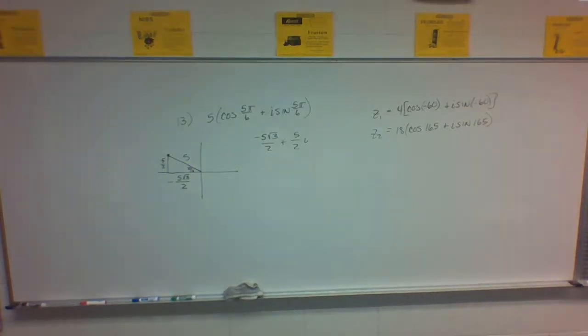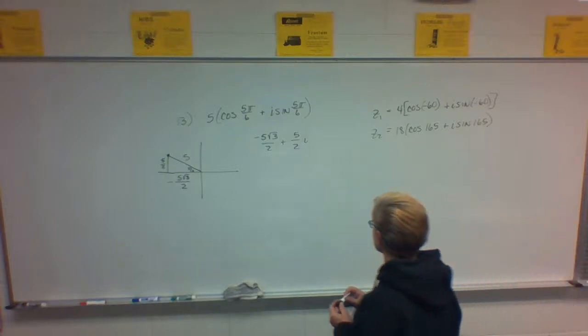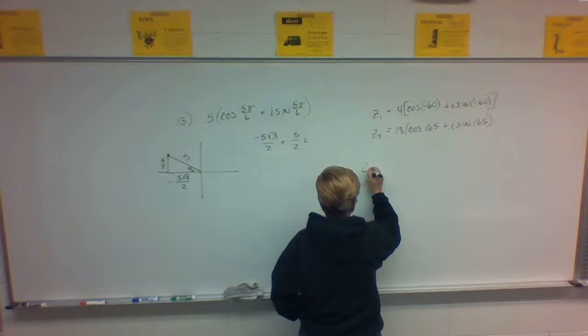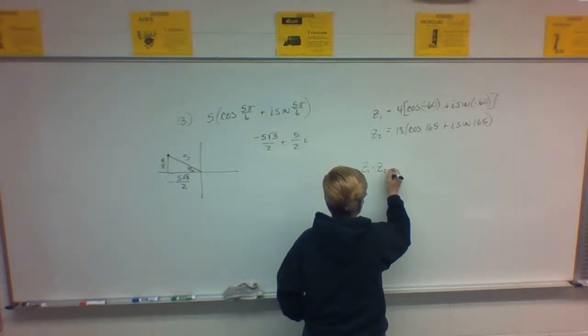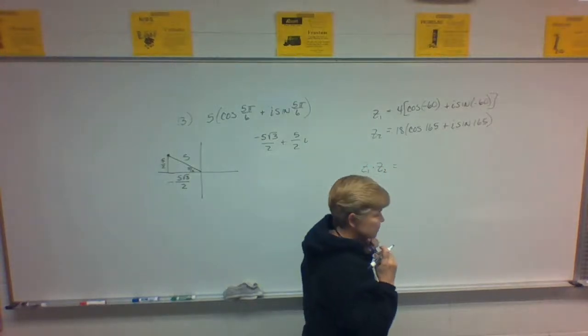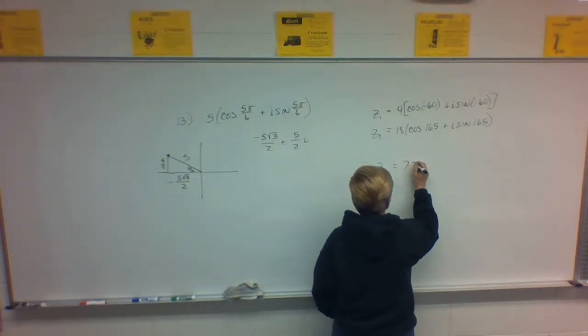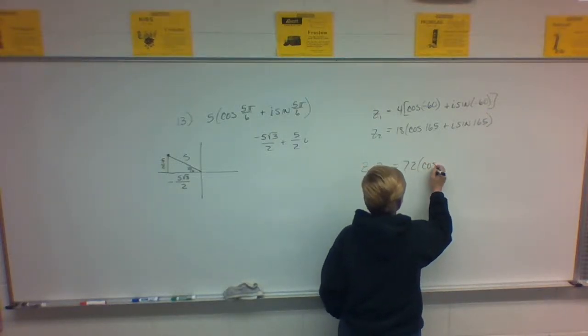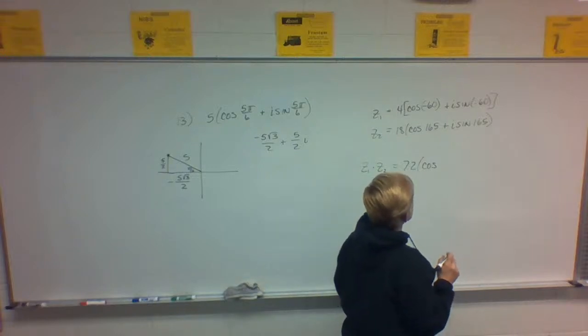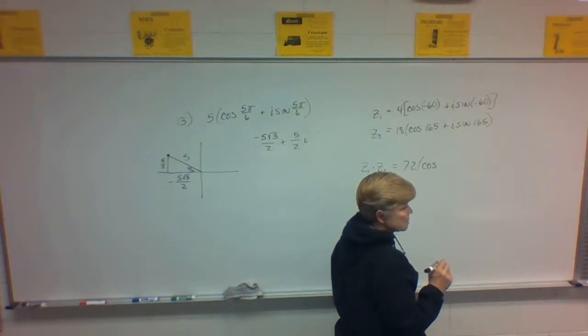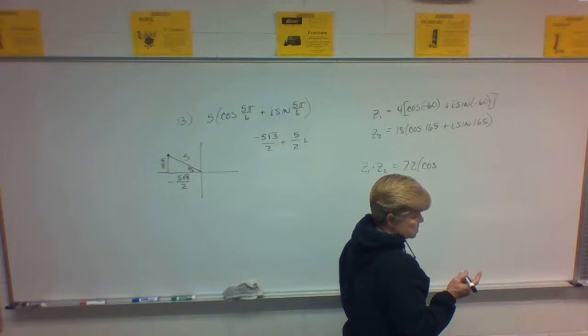And they want you to find the product or the quotient as indicated, and it looks like I just gave it away. Number 14 is going to be a product. Shouldn't have said that, but it is. If it were a quotient, it wouldn't be that much more difficult, but this one's going to be a product. So we want to find Z1 times Z2. And that's going to be 4 times 18, 72, cosine of 105.